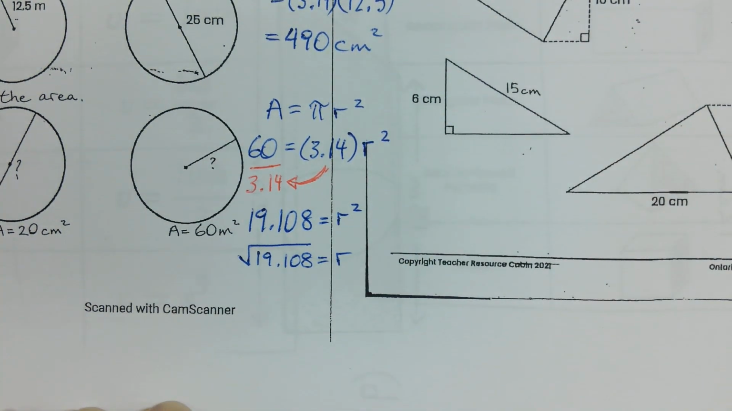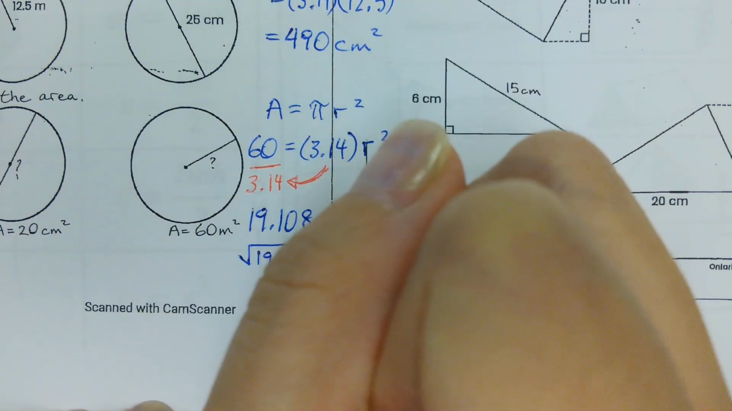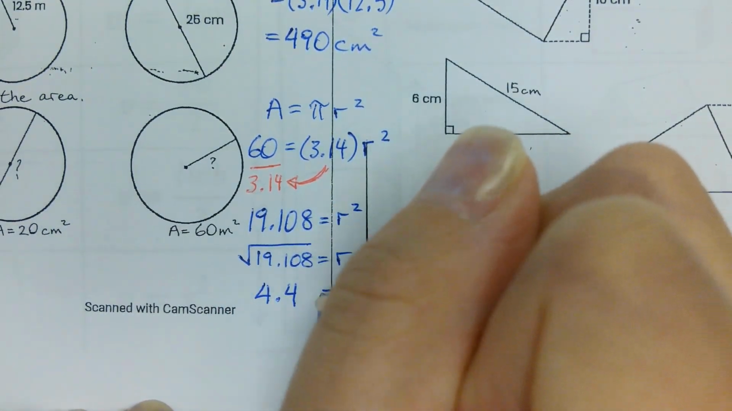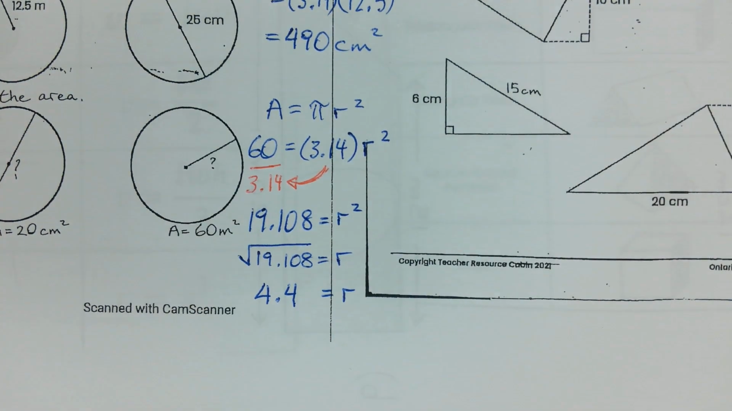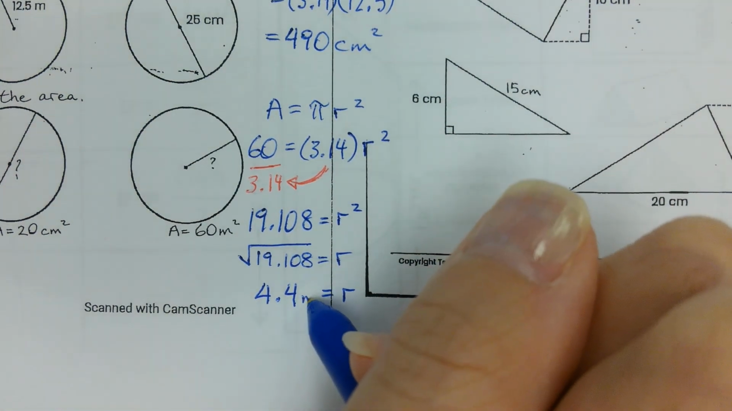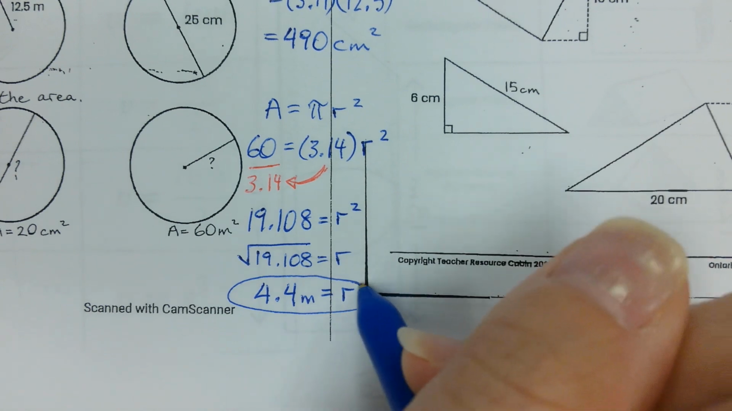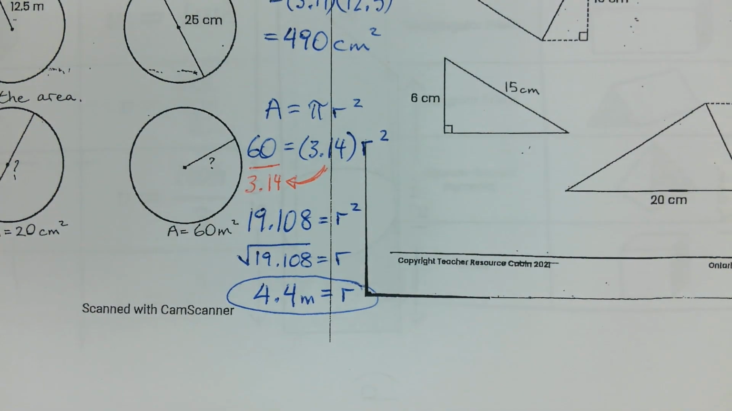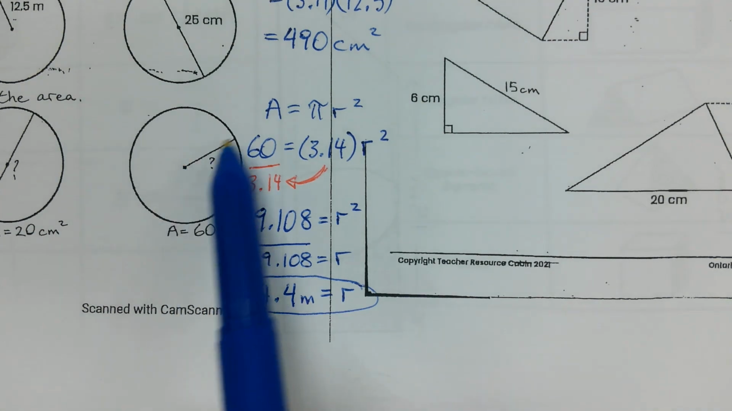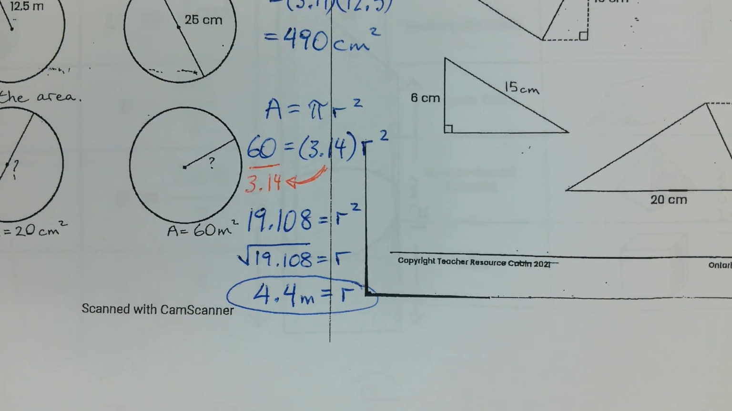So when we square root that, we get 4.4. What's my unit? Meters. Good job. Because it's radius, it's a length. So even though we're dealing with area, we were looking for the radius, which is meters.